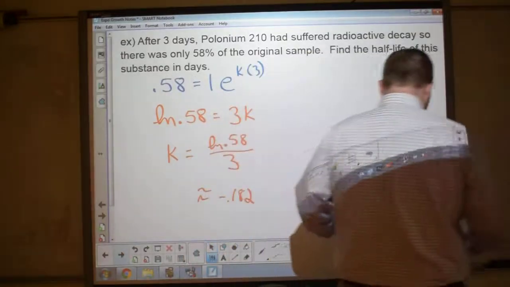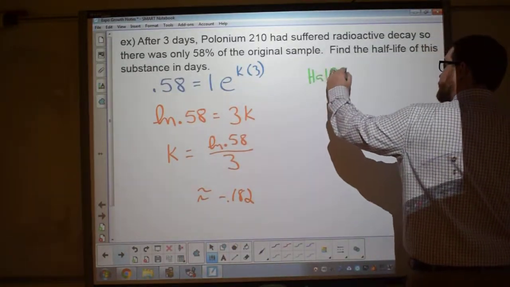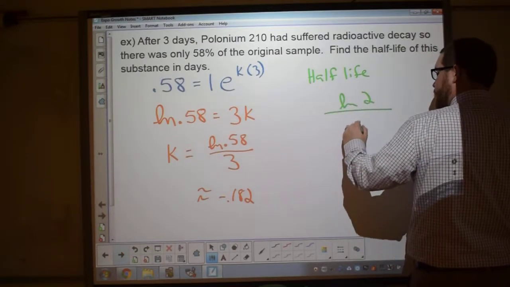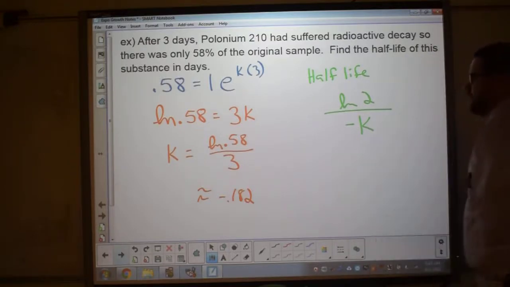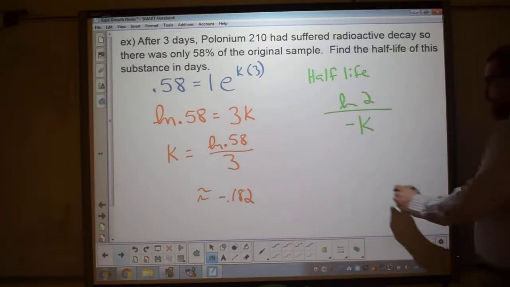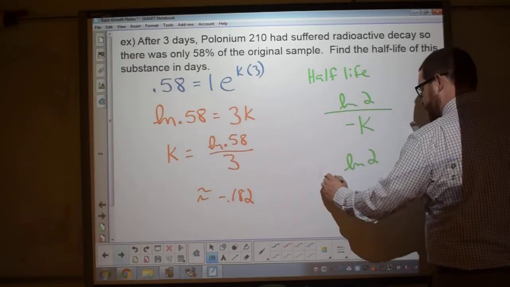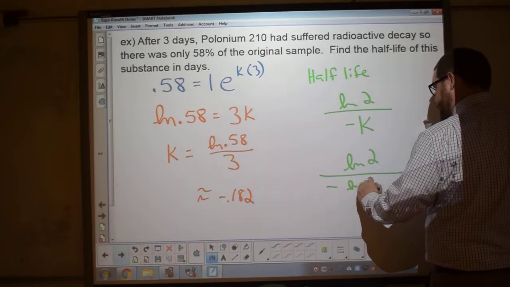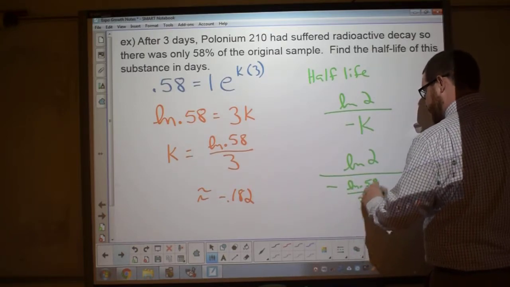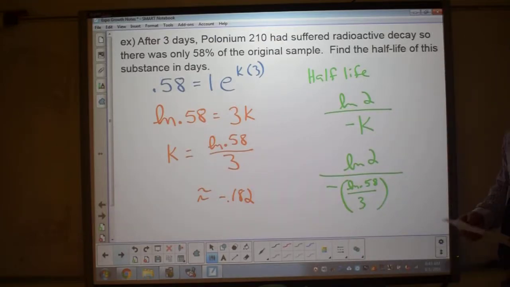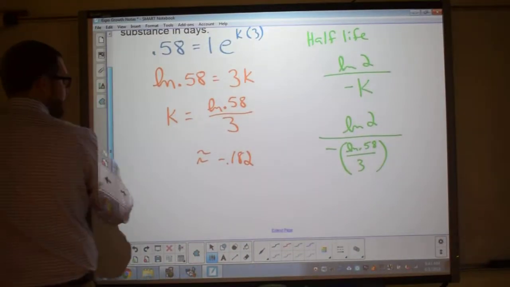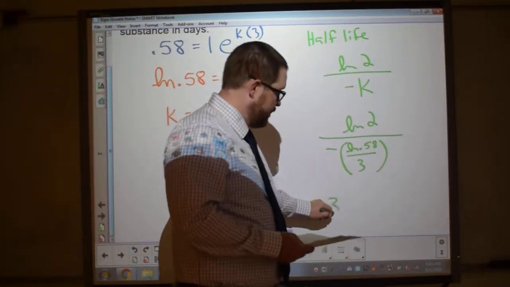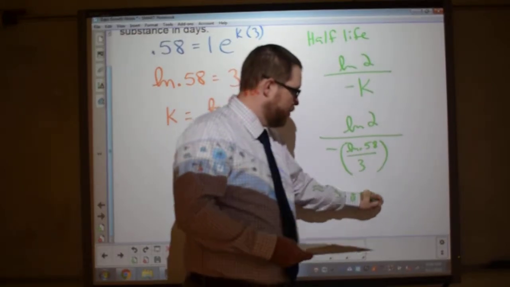So now I know that the half-life is natural log of 2 over K. But I want it to be a positive K, so I'm going to make it negative K. So it's going to be natural log of 2 over negative natural log of 0.58 divided by 3. And again, your calculator will do this for you. I'm not going to type it in this time. You guys know how to use the bar. This will give you an answer that is an approximate 3.8174 days.